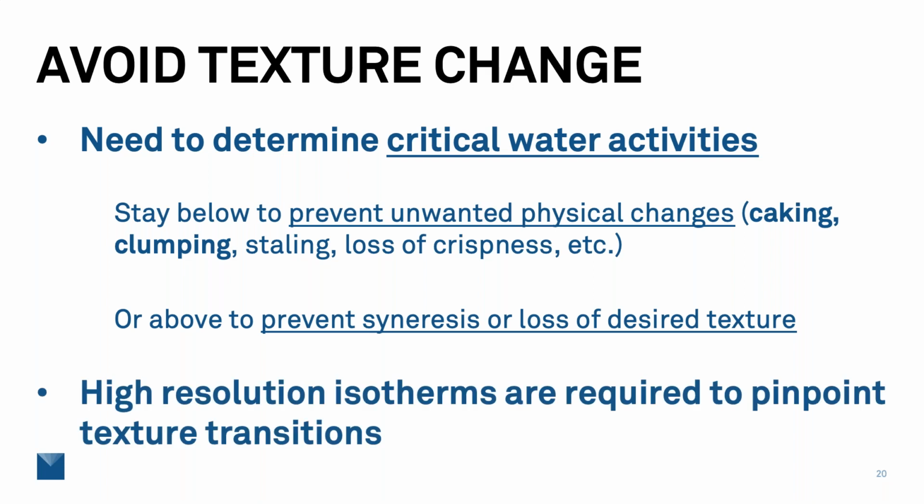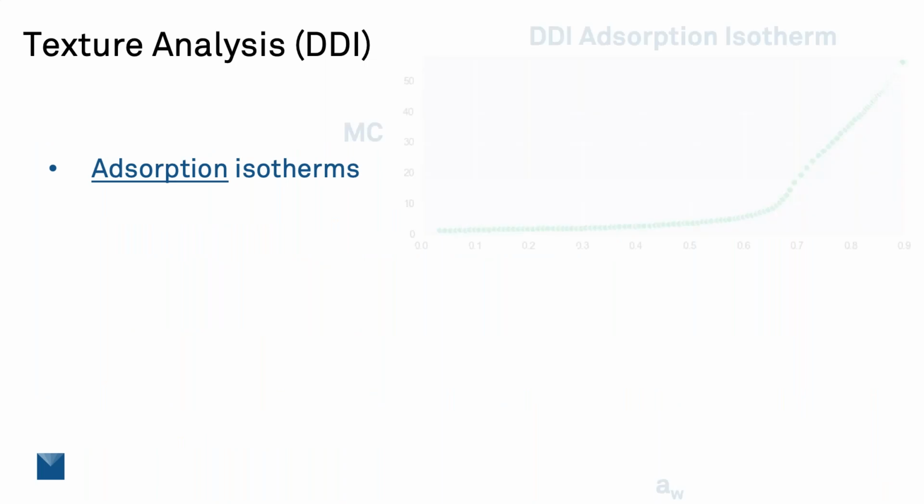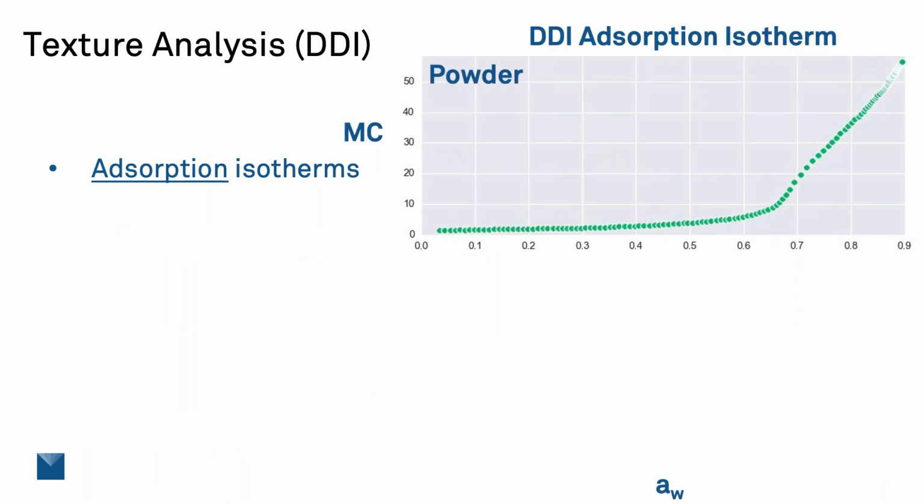Keep in mind here that you do need a high resolution isotherm. You do need that dynamic dew point methodology in order to pinpoint exactly where these texture transitions are. And let me show you in an example exactly why. So this is a texture analysis using a dynamic dew point isotherm, an adsorption isotherm for a powder. So the first thing you'll notice about this powder is the shape of that curve. You'll see that for a very small change in moisture content, maybe a 1% change, you can see maybe a 30 or 40% change in water activity. And a lot of products can have this characteristic. And this is one key reason it's important to measure water activity because of the resolution of that measurement.